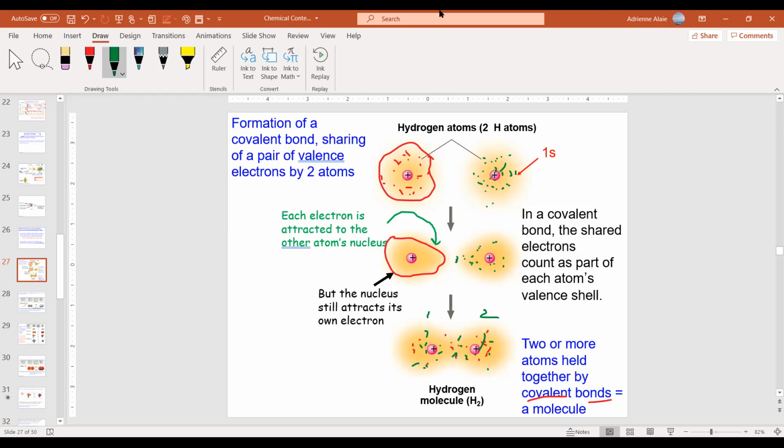And when I come back for the next segment, I will be showing you all the different ways in which we can depict a covalent bond when we're looking at it.